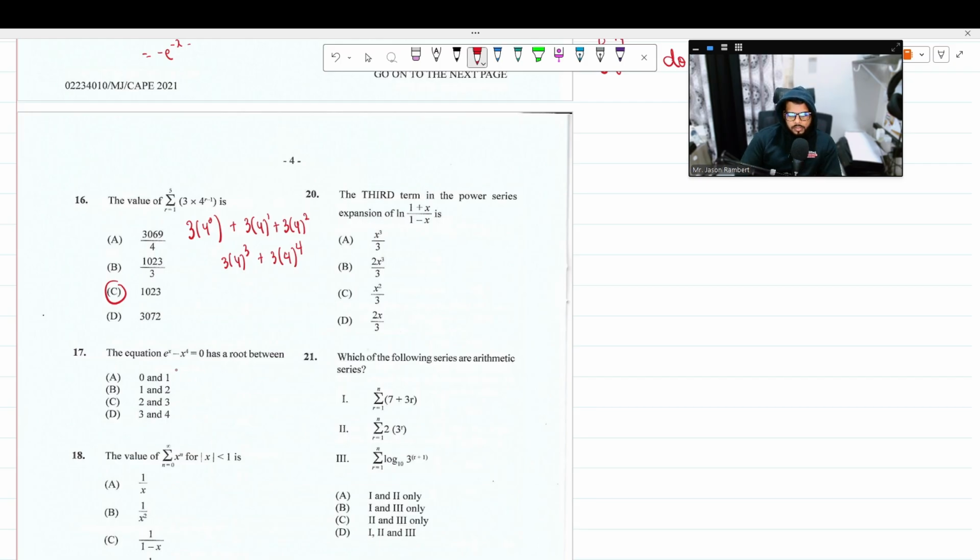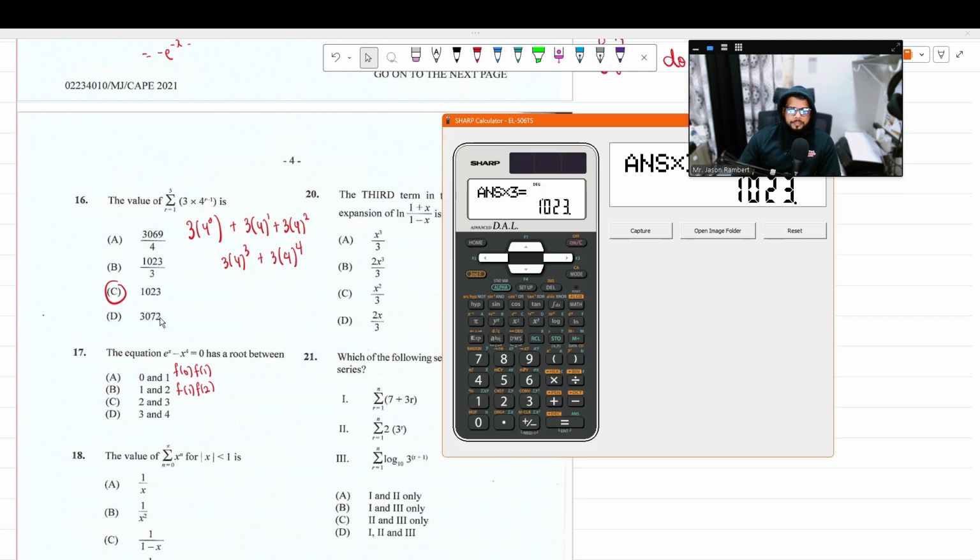The equation has a root between, so we can use the intermediate value theorem. In this first case, this is f of 0 by f of 1, f of 1 by f of 2, f of 2 by f of 3, and so on. Let me check which one gives us a negative number. So f of 0 is going to be e to the power 0.